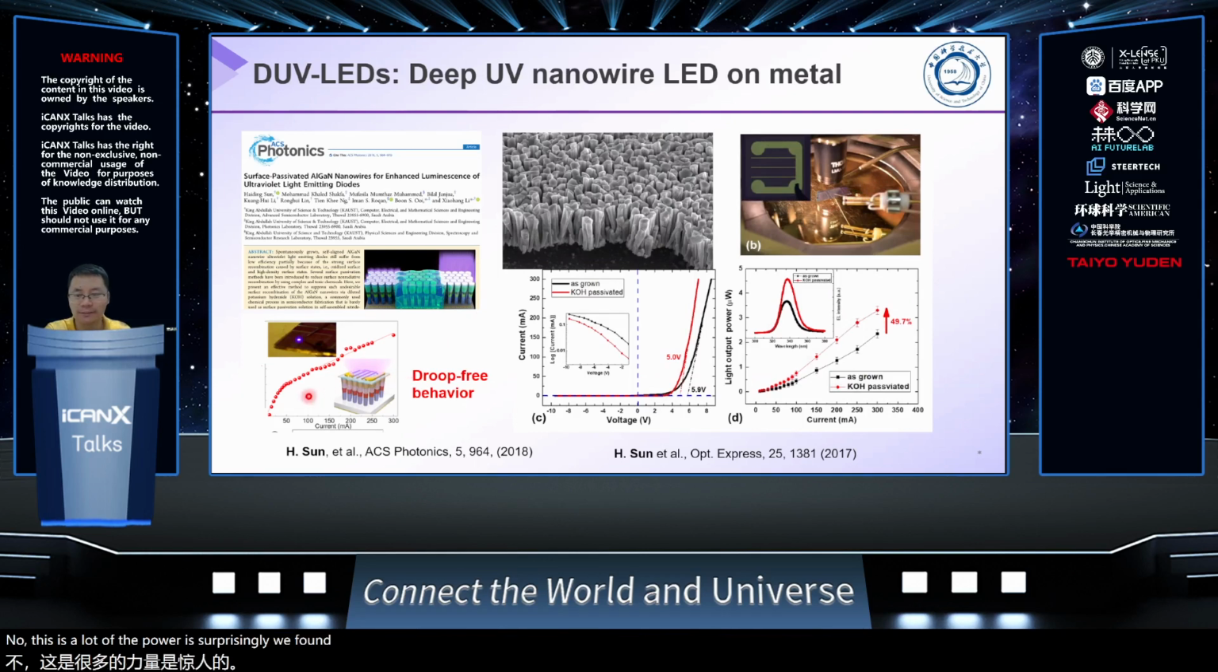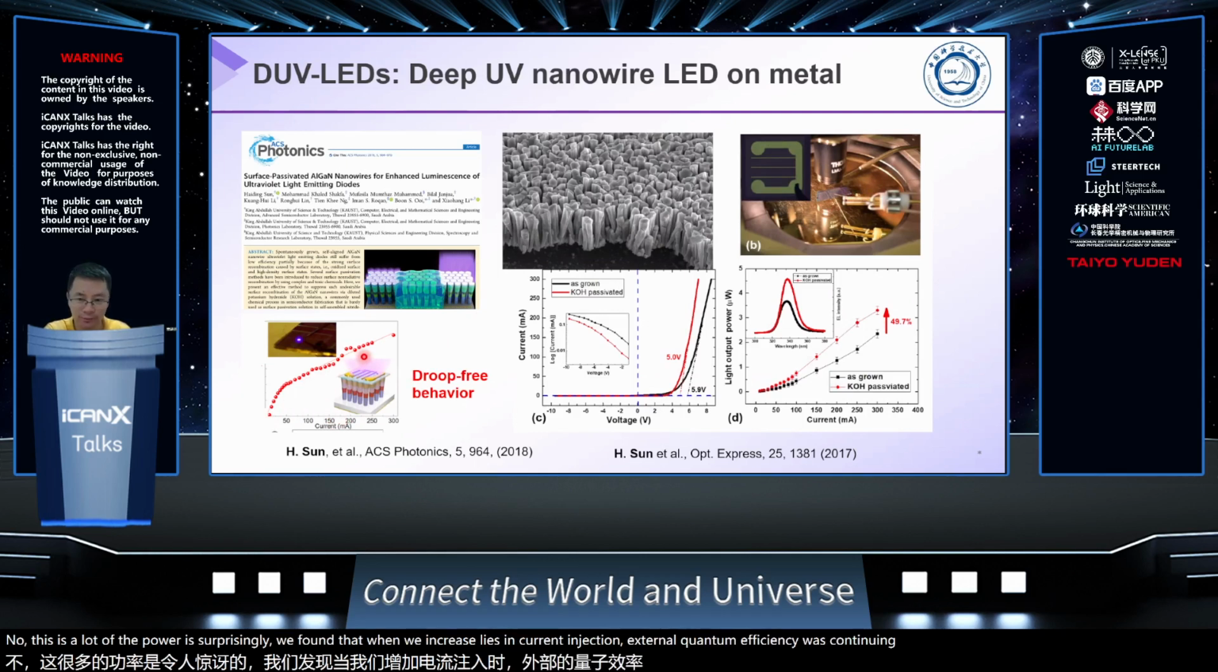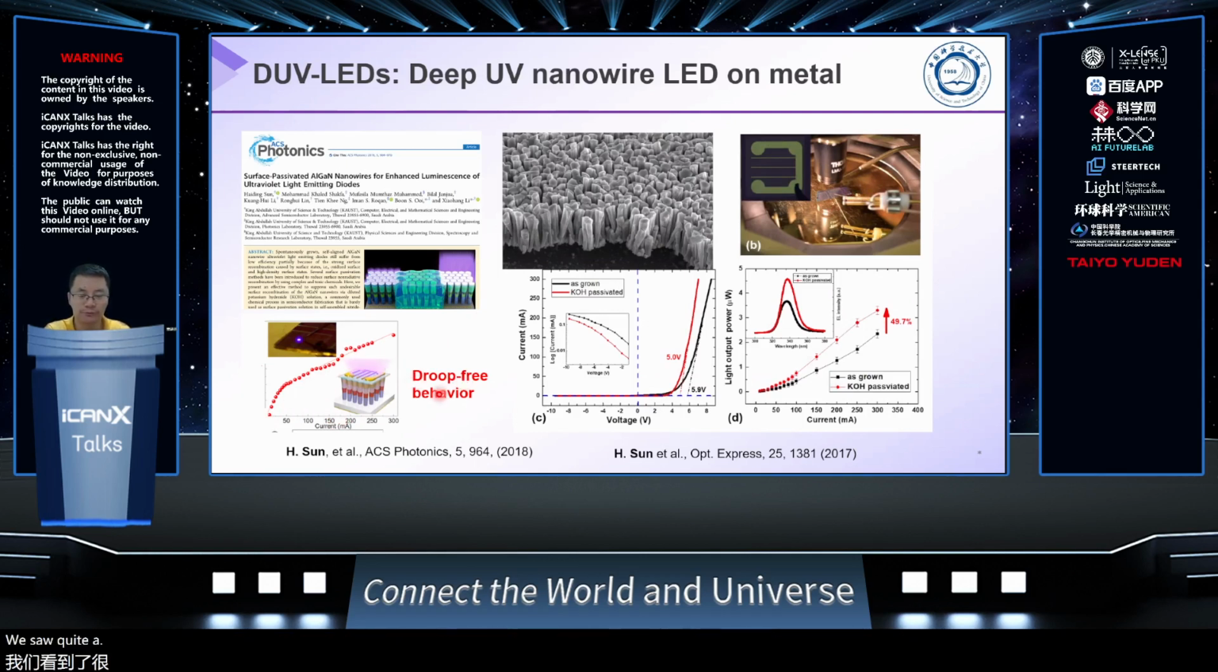Surprisingly, we found that when we increase the current injection, the external quantum efficiency continuously increased, so-called droop-free behavior. And once we passivate those nanowires by chemical treatment, we are able to reduce the turn-on voltage. Meanwhile, we are able to increase the light output power.